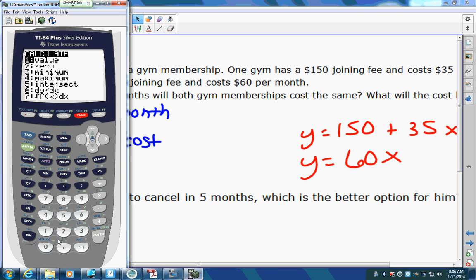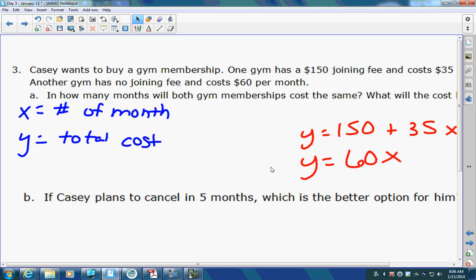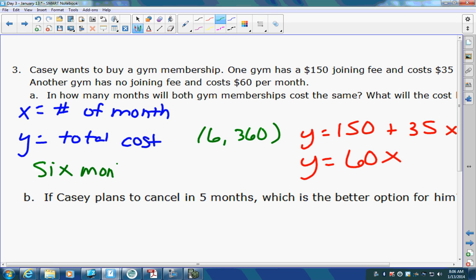Now I like to go to second trace, 5 to intersect, but you can look in the table. Anytime I use that second trace, I always zoom out. You press zoom, and then it says zoom out, and you just press enter to make sure it's way far out. So it says 6 and 360. So I think a bunch of y'all wouldn't even have had a problem with that. 6 and 360. What that means is that in 6 months, no matter which gym you go to, they're both going to cost you $360.